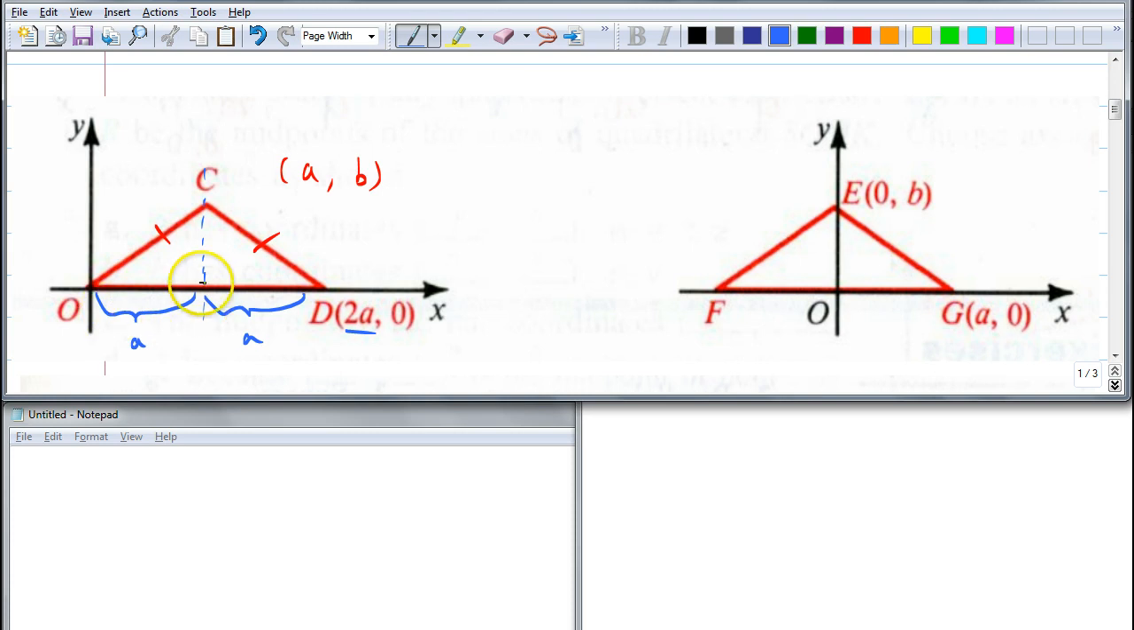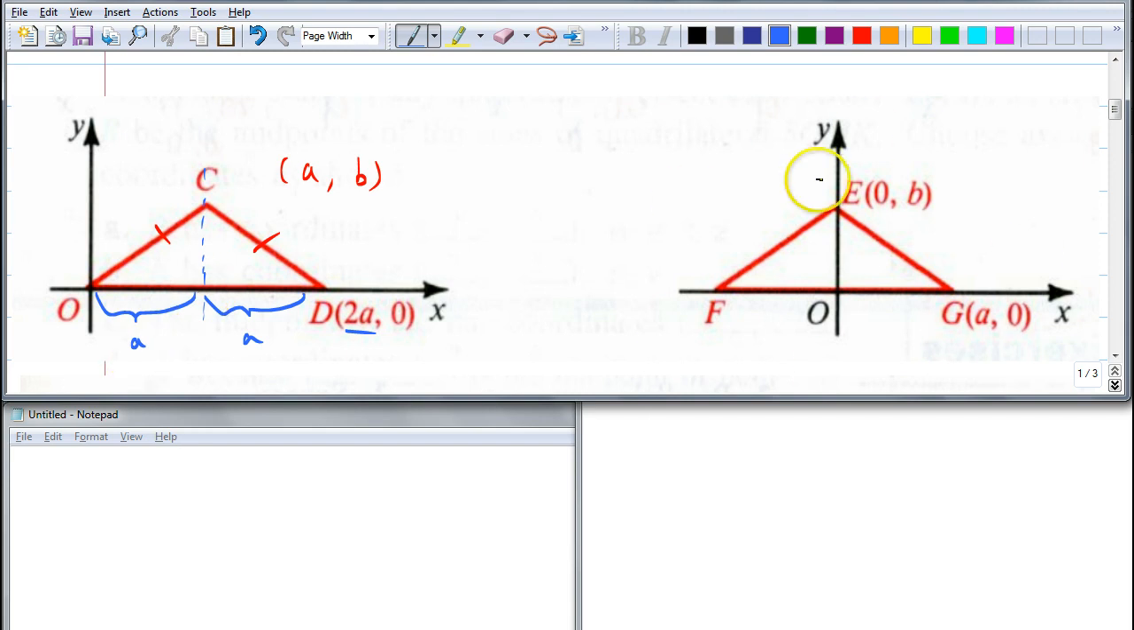And to get to that point C, you have to go to the right a distance and go up. Now, this b could be any height that you like, as long as you go to the right a distance, because it's an isosceles triangle. Do you get that? That's what you want to do.